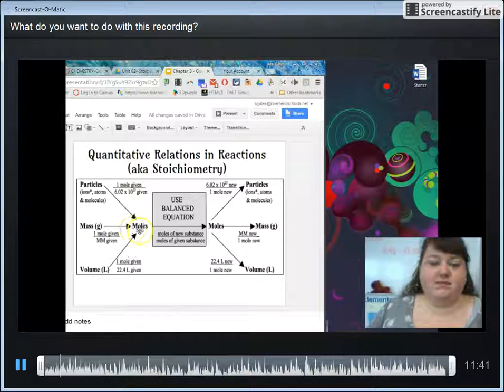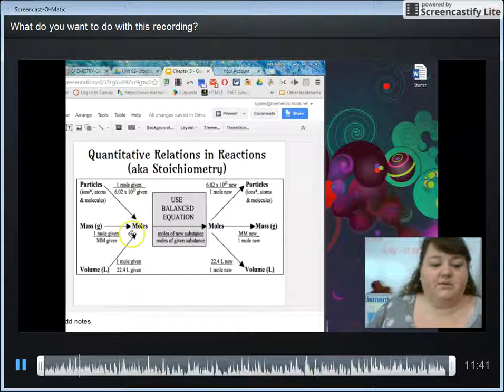To get from mass to moles, we're going to use our molar mass from the periodic table. And then to get from volume to moles at STP, remember, standard temperature and pressure, we can use the 22.4 liters in 1 mole. So whenever we get a stoichiometric problem, the goal is to get to moles first. If we can get to moles, we can get anywhere else on our conversion chart. Okay?